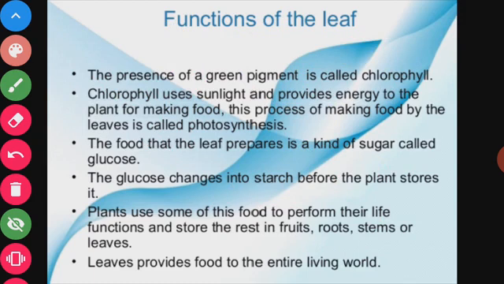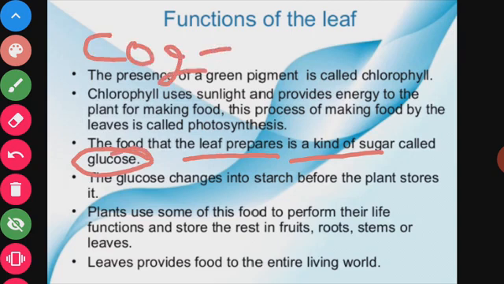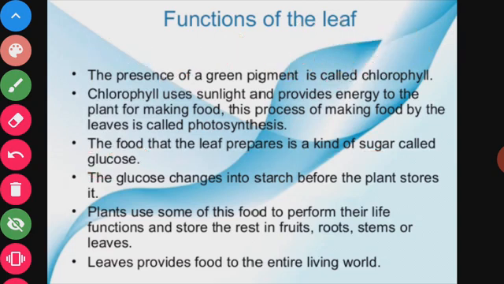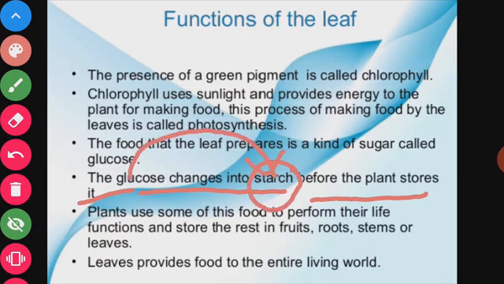The food that leaves prepare is a kind of sugar known as glucose. As we know, carbon dioxide plus water in the presence of sunlight and chlorophyll present in the leaves gives us glucose as the end product. Before the plant stores food in the form of starch, this glucose first changes into starch. After that, the plant stores it.